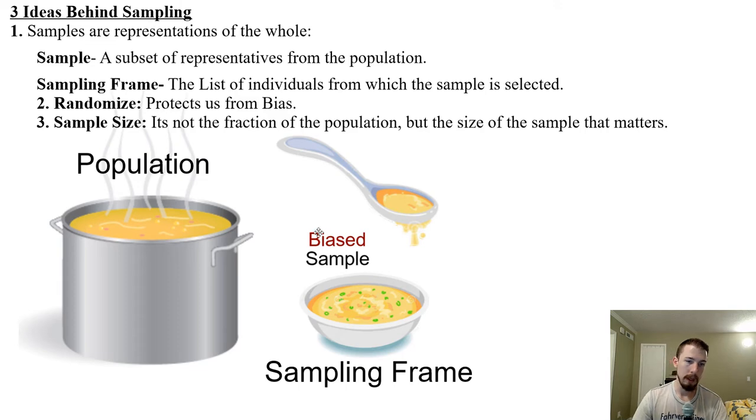We just have to make sure that we are careful to remove bias by having good sampling methods, which is pretty interesting. So here's our population, here's our sampling frame, which is, let's say that we pour the soup into the bowl and then we're sampling from the bowl instead of sampling from the actual soup.